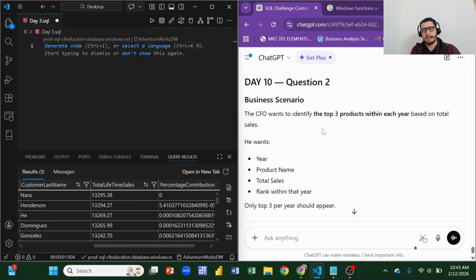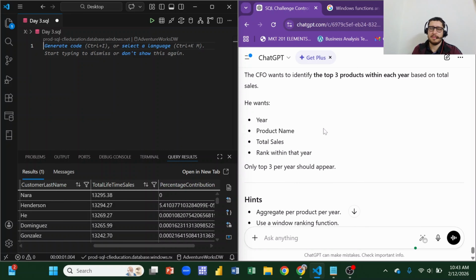Alright, so now moving to day 10, question 2, the business scenario. The CFO, Chief Financial Officer, wants to identify the top 3 products within each year based on the total sales. Okay, now what does he want? Year, product name, total sales, rank within that year. Only the top 3 per year should appear.